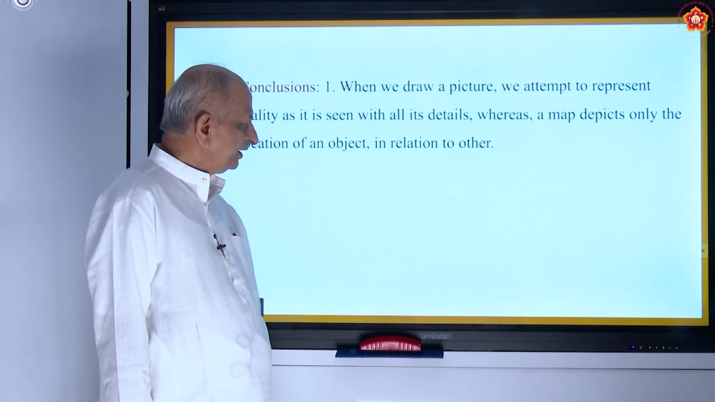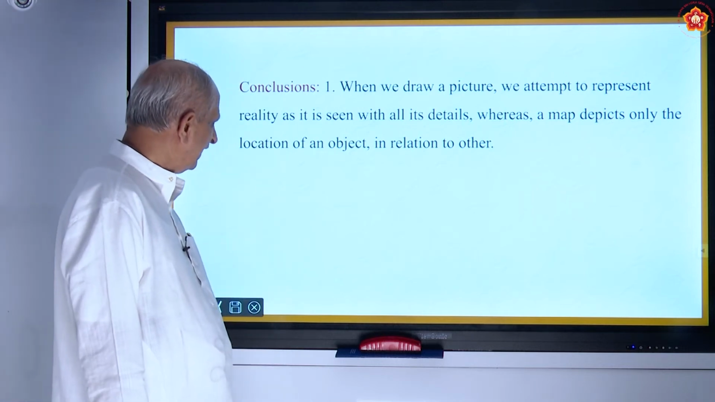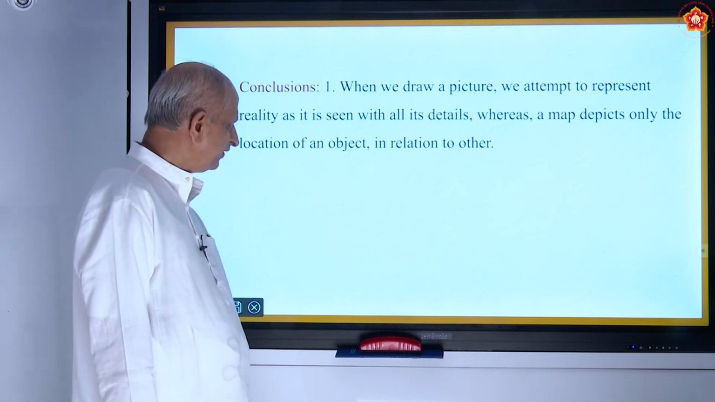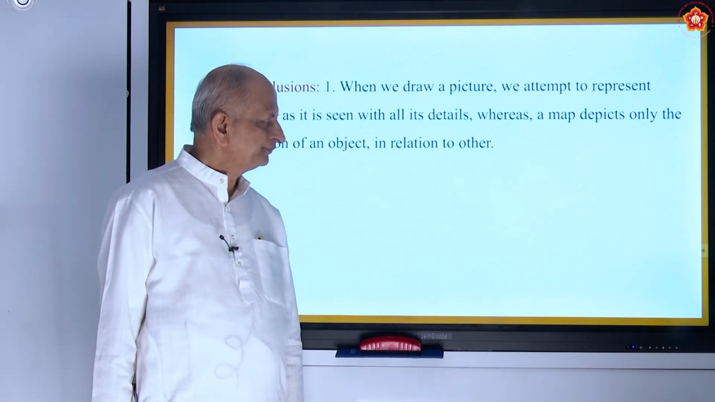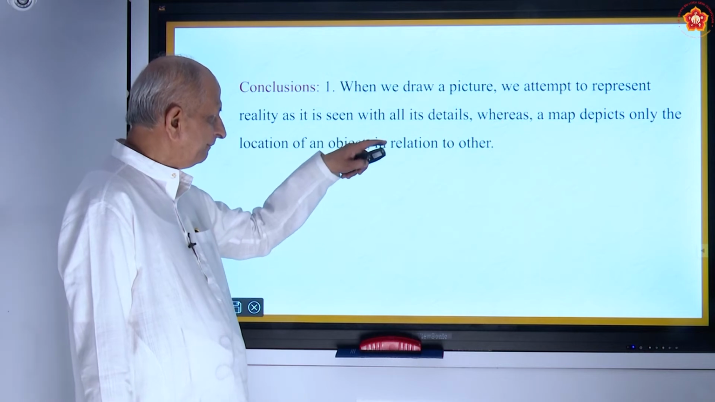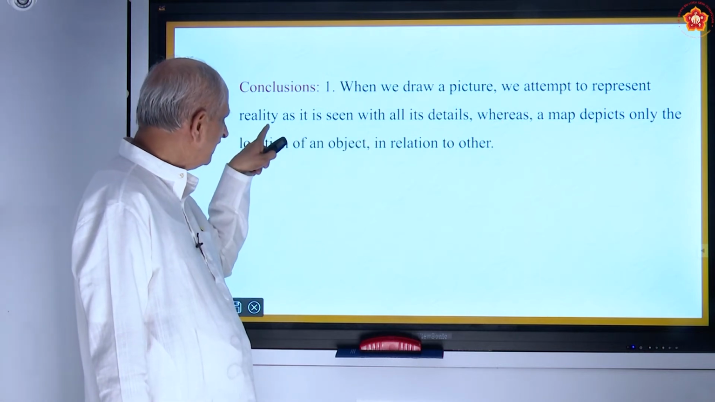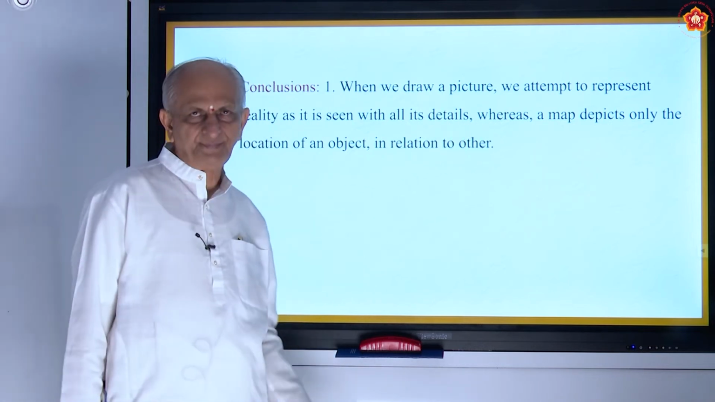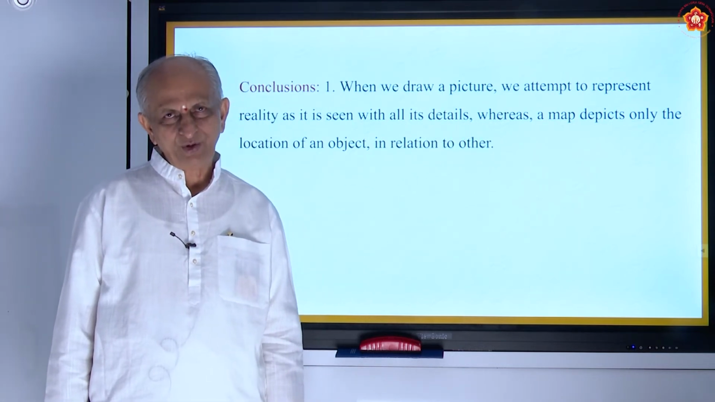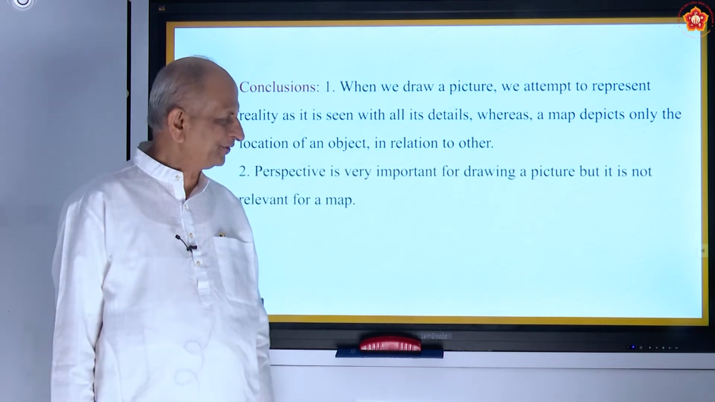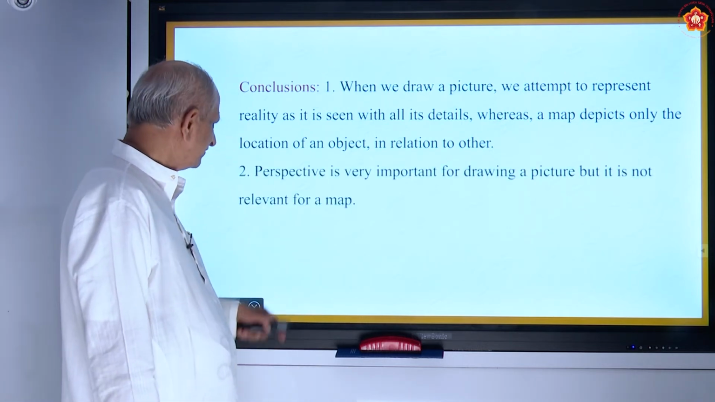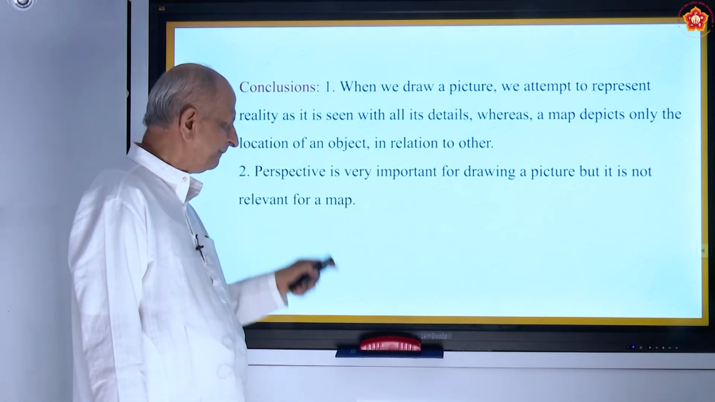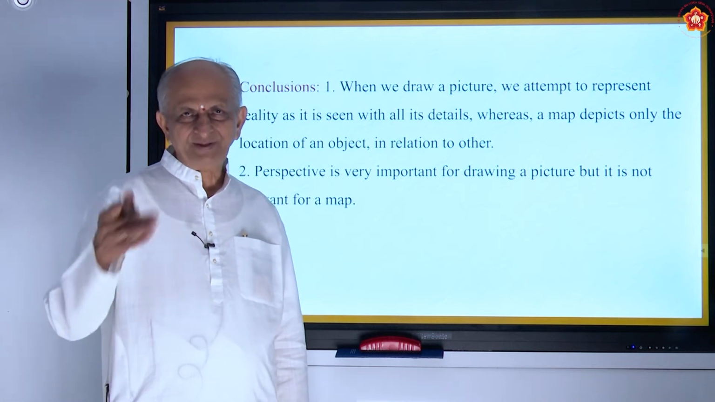So when we draw a picture, we attempt to represent reality as it is seen with all its details, whereas a map depicts only the location of an object in relation to others. So there is a difference between a picture and a map. Here reality is there in the picture. In a map, it is the location of an object. Have you heard about Google Map? Yeah, we are going to see that also after some time. So perspective is very important for drawing a picture, but it is not relevant for a map. So for a map, that perspective may not be there.